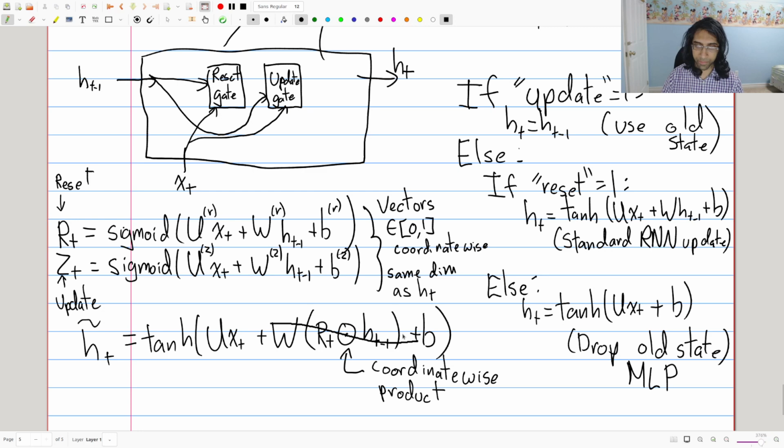That's one extreme. On the other hand, if we have r_t equal to the all ones vector, then it'll just preserve it and be a standard RNN, and it'll give us exactly what we have here. So this will be an all ones vector, so it'll just replace it with h_{t-1}, and so on. So this is what we call our candidate.